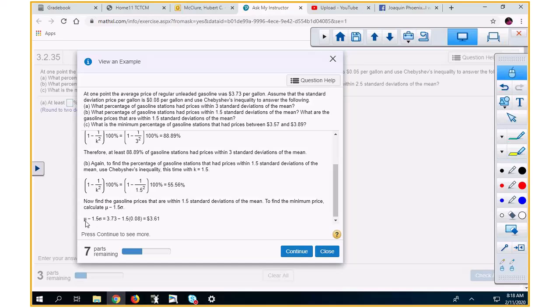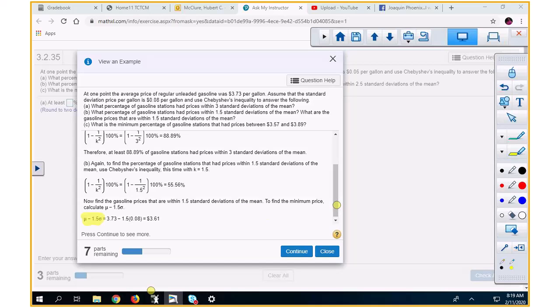So, mu minus 1.5 times the standard deviation. So that's going to be 3.73 minus 1.5 of 0.08. That's the formula right there. So let me highlight the formula for you so you can write it down. There's the formula. Mu minus 1.5 standard deviation. So that's 3.73 and 3.61. These are the prices you're converting.